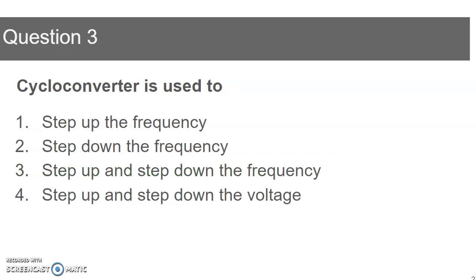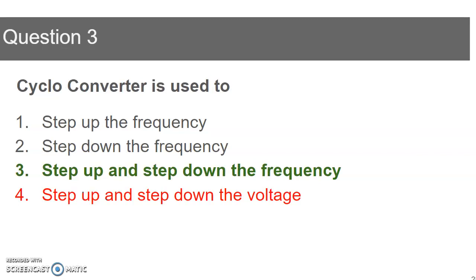Cycloconverter is used to: step up the frequency, step down the frequency, step up and step down the frequency, step up and step down the voltage. In this case, step up and step down the frequency is the correct option. Step up and step down the voltage is actually also right in general, but the cycloconverter is used for stepping up and stepping down the frequency, not the voltage.